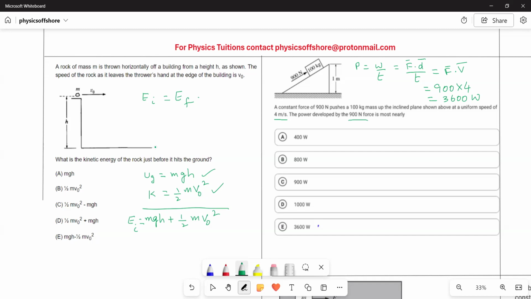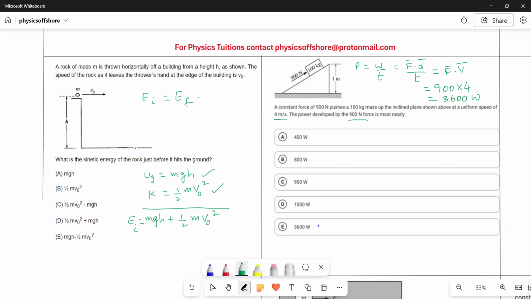We have to find the kinetic energy just before it hits the ground. As the object falls down, its velocity increases, so the kinetic energy increases. As the kinetic energy increases, what happens to the potential energy? Potential energy decreases. So the total kinetic energy increases.